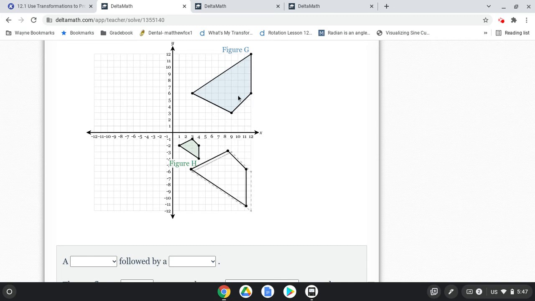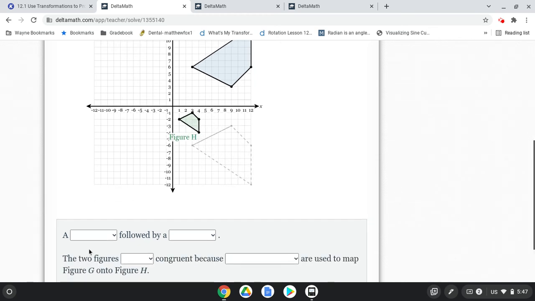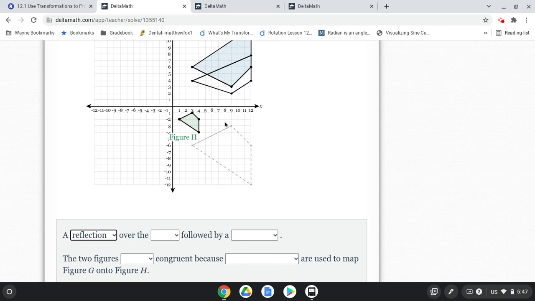So if you didn't get to dilations, you're going to have to do a crash course. Dilations are when they get smaller or bigger. Okay, it's proportional as it gets smaller or bigger. So if we look here, this one is a reflection. Okay, it reflects over this x-axis.